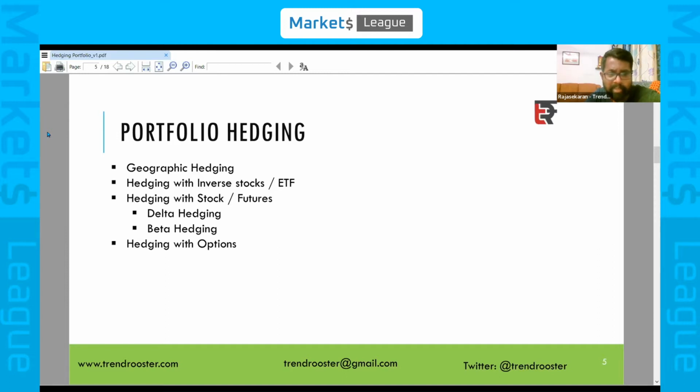The other hedging method is hedging with inverse stocks and ETFs. This is again not possible in the Indian market. In the US, there is an inverse ETF where you can buy the opposite so that you can hedge yourself. Here in the Indian market, there is one thing possible. Whenever the market falls down, one or two industry sectors will not fall the same as the other sectors, which are FMCG, pharma and IT. These three sectors typically won't fall as other sectors do. So we can do it with inverse stocks, partially in the Indian market context.